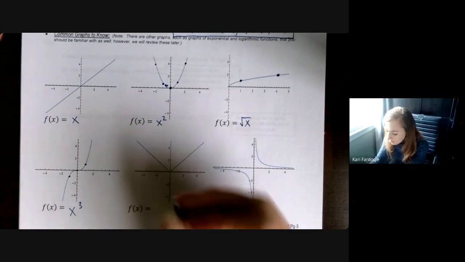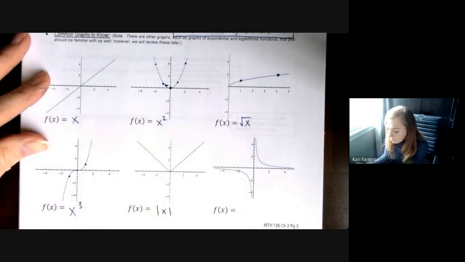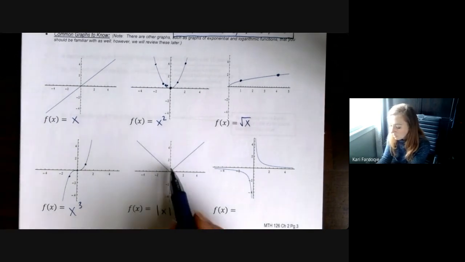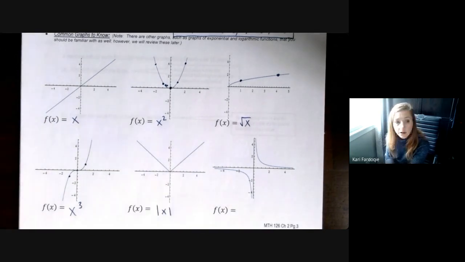This is your absolute value function, the absolute value of x. It's V-shaped. It just means that y is always going to take on whatever x is, but it's always going to be a positive value for y. So x can take on negative values, but the y value that comes out is always going to be positive.